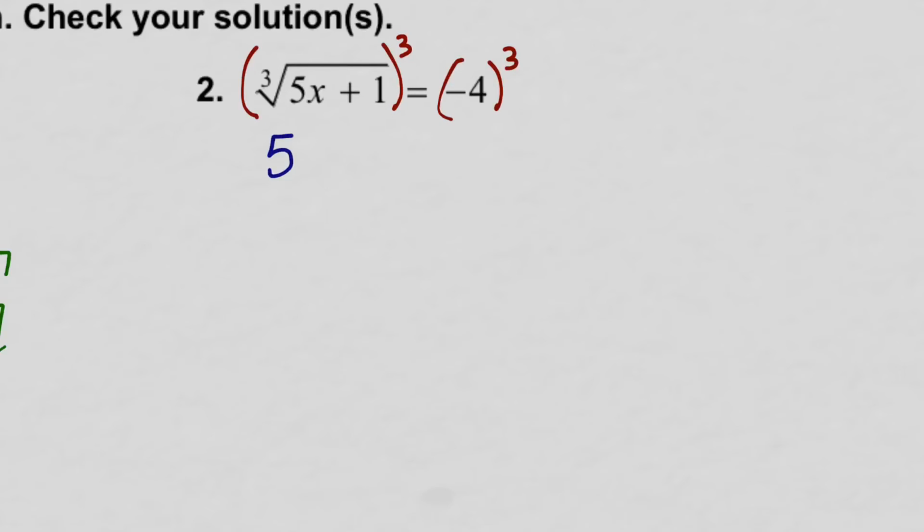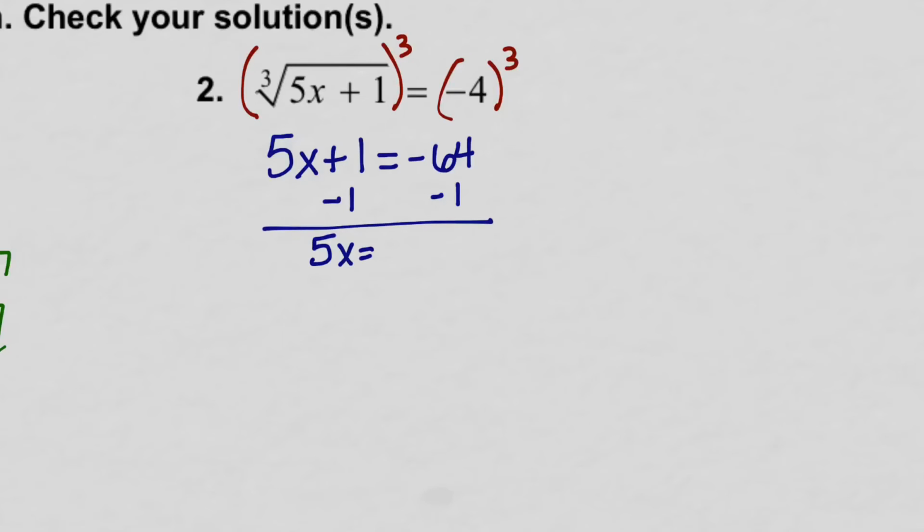So that leaves 5x plus 1 on this side, because remember, whenever we take a root to a power, they cancel each other. And then if I take a negative 4 and I cube it, I get negative 64. Then I go about doing my multi-step equations here, minus 1 to both sides, solving for x. So I get 5x equals negative 65. I divide by 5. x is going to equal a negative 13.